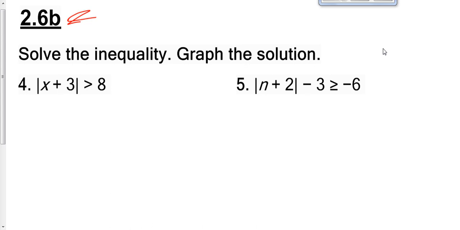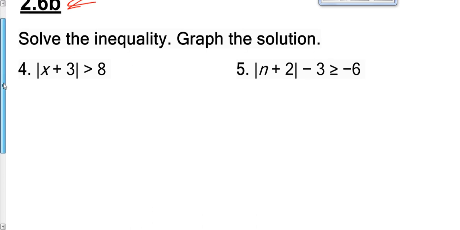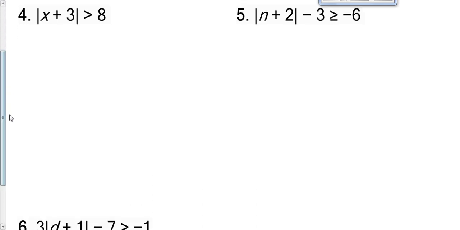So let's talk about this right here. You should have a note handout that says 2.6b on it. And you want to solve this inequality and graph the solution. So you'll see it's right here. What do you want to do if there's nothing outside of the inequality? Like on this first example, number 4. What do you want to do when there's nothing outside of it?